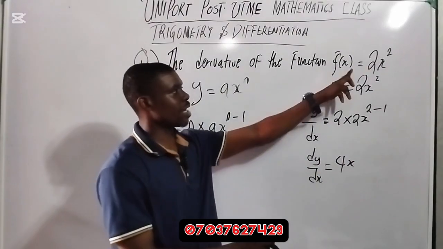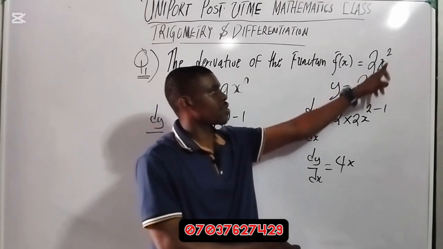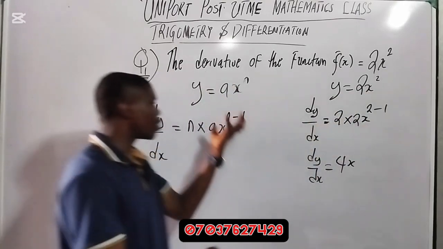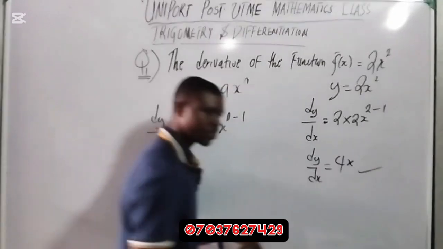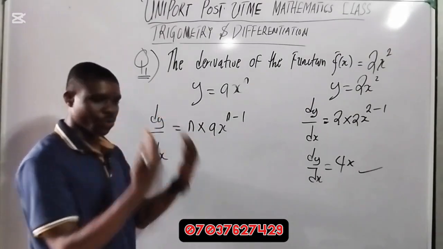So now when you have a function like this, f of x, which is also the same thing as y equals 2x to the power 2, you differentiate like this, using the formula method. This is called the formula method. So this is the answer. But I'm not going to leave you here. We're actually going to solve more problems so you can understand it better.